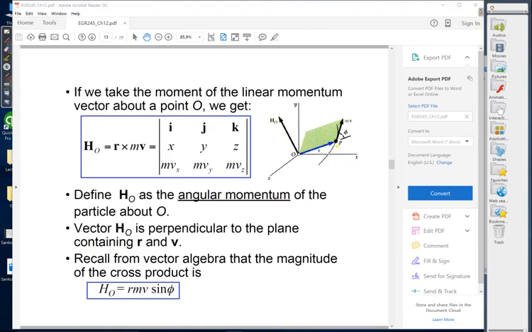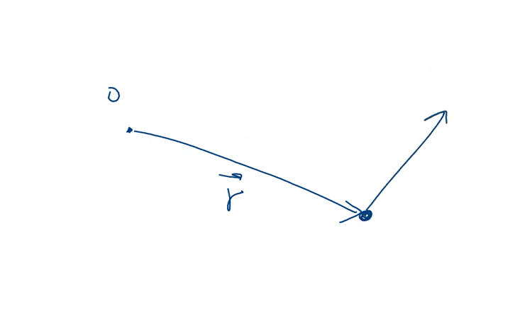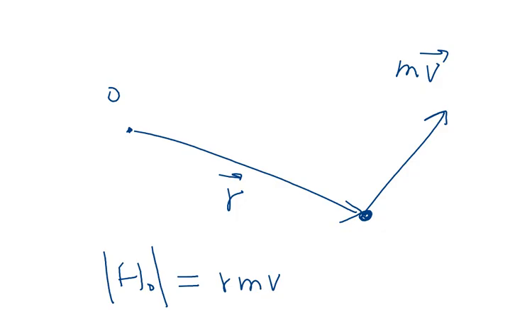So let me illustrate that more clearly. If I've got point O here, and then here's my r vector, and here is my object with some linear momentum, the magnitude of h, let me put these two bars to indicate magnitude, is equal to r m v, that's the product of the two magnitudes, times the sine of the angle between the two vectors.